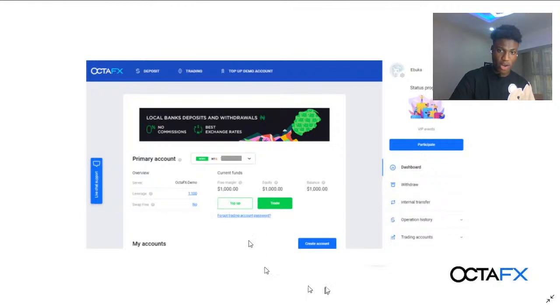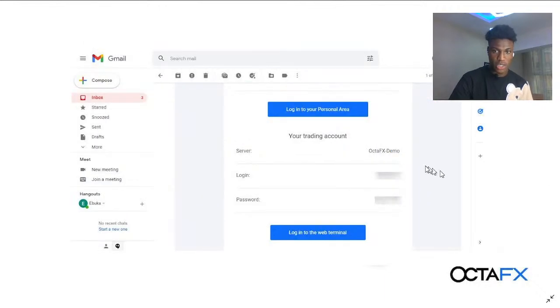Now this is a demo account, it's not real cash, right? But at this point, an email will be sent to you. Remember the mail you used to sign up, right? So you can go ahead and check your inbox for that welcome email that is going to contain your trading server and your login details and password.